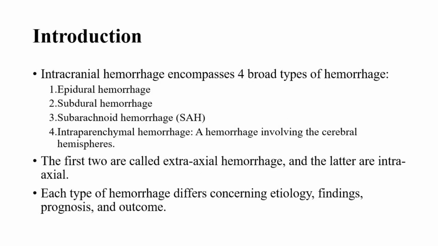This video is on intracranial hemorrhage. Intracranial hemorrhage encompasses four broad types of hemorrhage: epidural hemorrhage, subdural hemorrhage, subarachnoid hemorrhage, and intraparenchymal hemorrhage. The first two are called extra-axial hemorrhage, and the latter are intra-axial.